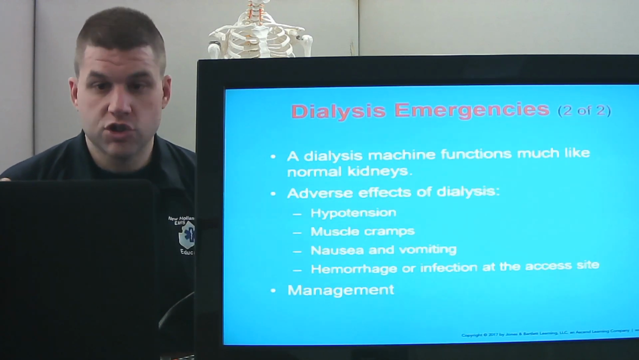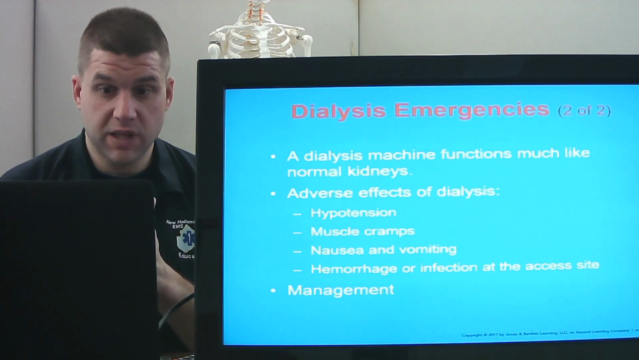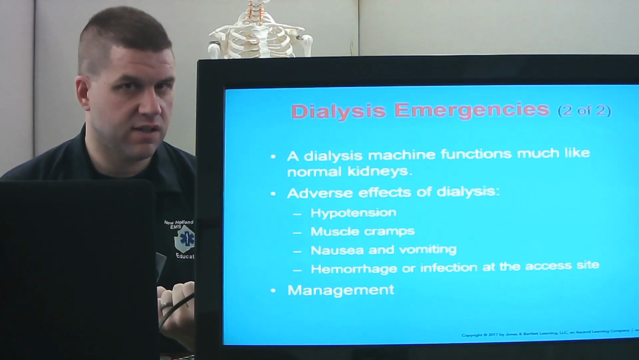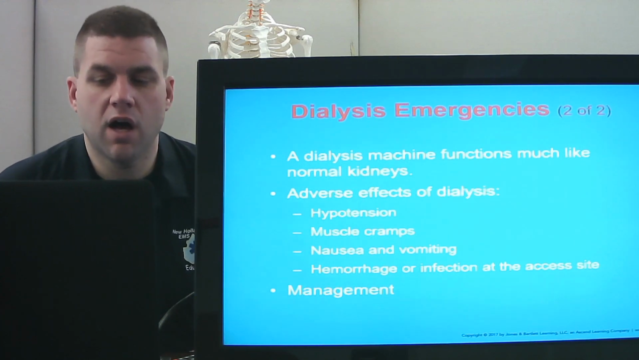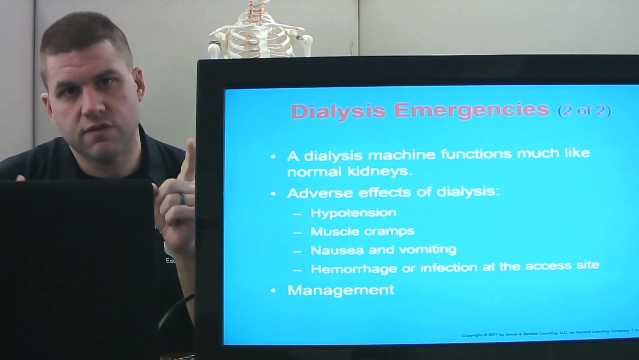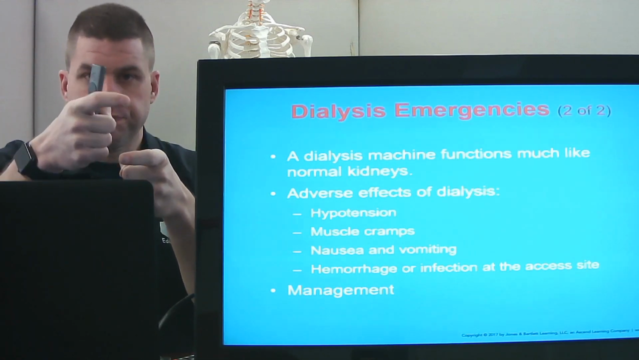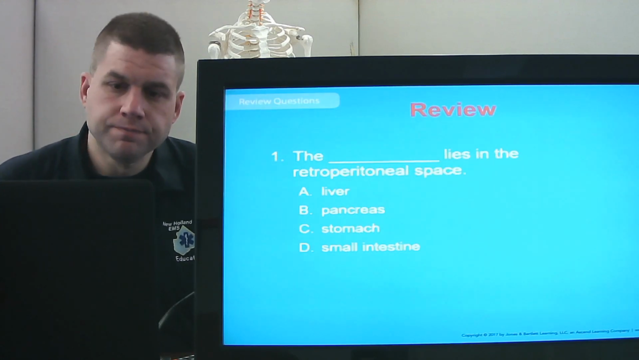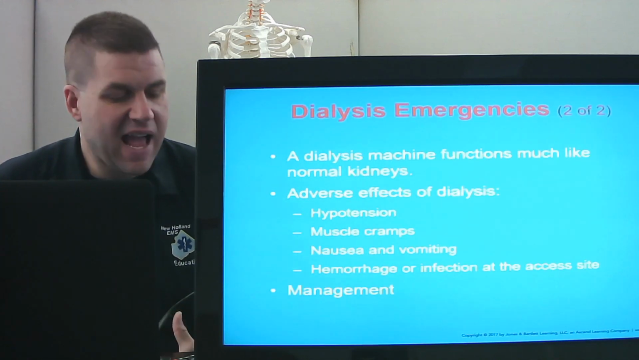Dialysis machines function just like a normal kidney, right? So what can happen? Hypotension from dialysis, muscle cramps, nausea, vomiting, hemorrhage, or infection of the access site. That's probably the most common thing that we'll see: bleeding dialysis ports, and they bleed. They're major arteries and veins. An artery and a vein meet together at the port site, take blood out, put blood back in. So that is the management of dialysis emergencies.